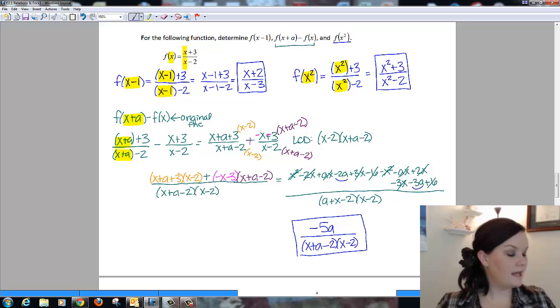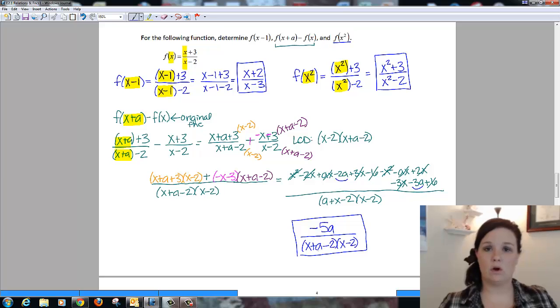Okay, so on the next page and a half, there's 3 for y'all to try. I'll give y'all some time and then we'll go over them. Okay?